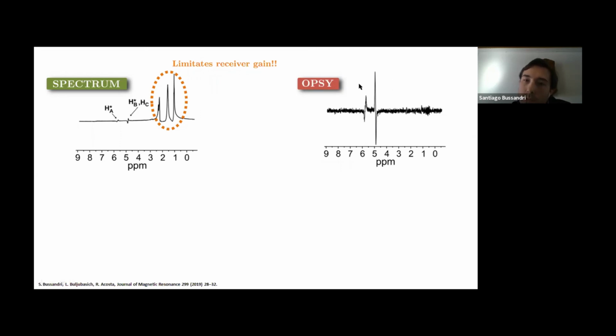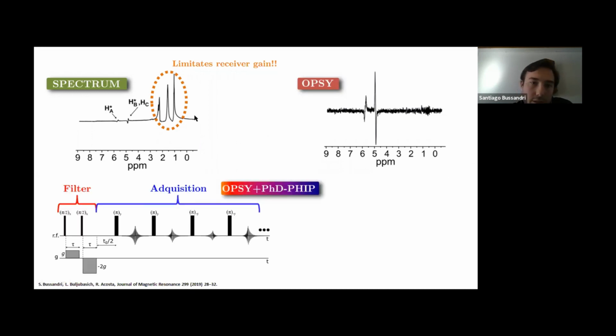When you apply the OPSI sequence by itself, the characteristic doublets appear and an enhancement in the sensitivity is obtained because we can raise the receiver gain. This rise in the receiver gain could not be done by the PhD FIP by itself, because even though we apply the digital filter at this frequency, the receiver acquires all the frequencies before the filtering process is performed.